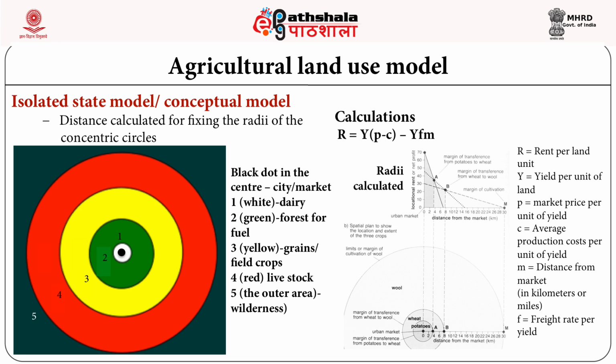Now, the calculation is R = Y(P − C) − YFM, where R is the rent per land unit, Y is the yield per unit of land, P is the market price per unit of yield, C is the average production cost per unit of yield, M is the distance from market in kilometers, and F is the freight rate per yield.